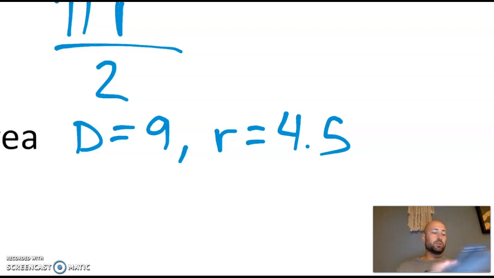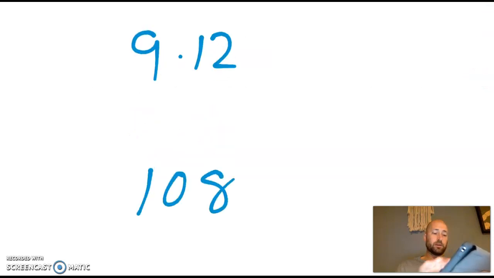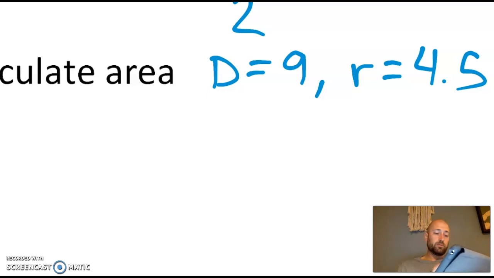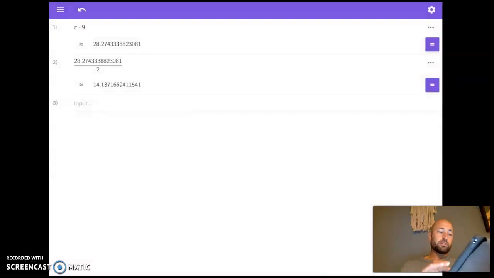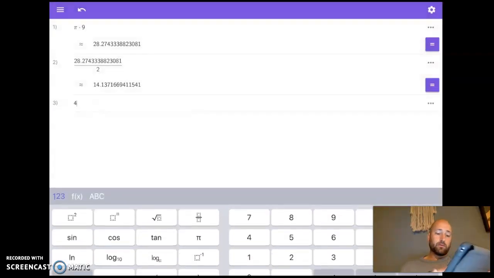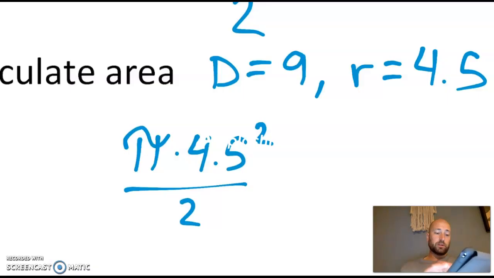When we're doing this formula, first let's do the length times width. So I had 9 times 12. 9 times 12 is 108. In the second one, I'm going to do pi times my radius, 4.5 squared, divided by 2. Okay, so going to my calculator. Remember, order of operations says we have to do 4.5 squared first, times pi. That gives us 63.6. Take that answer, divide it by 2, 31.80.